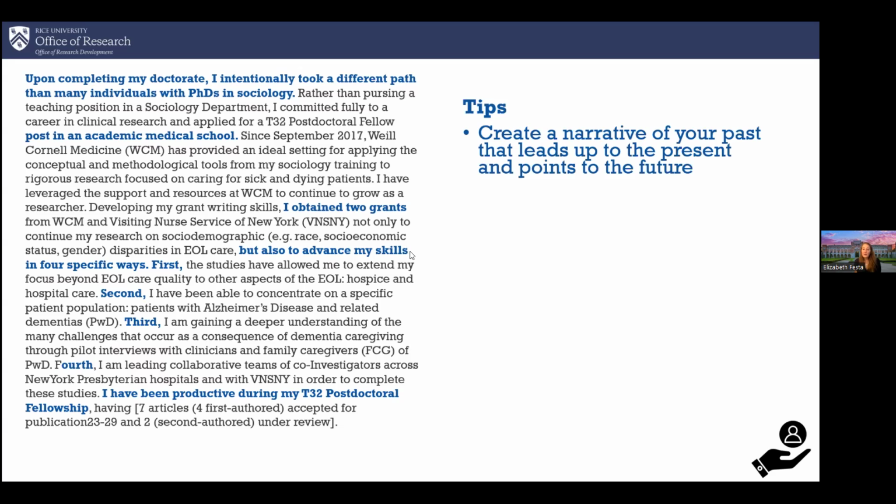Create a narrative of your past that leads up to the present and points to the future. I know that sounds easier said than done. I know that not everything in our lives matches up neatly. There are missteps, there are misdirections. But for the purposes of a document like this, which is essentially a personal statement bolstered by a lot of proof or evidence of past success, and predicting future success, you're thinking about your past in terms of where you are now and where you're going.